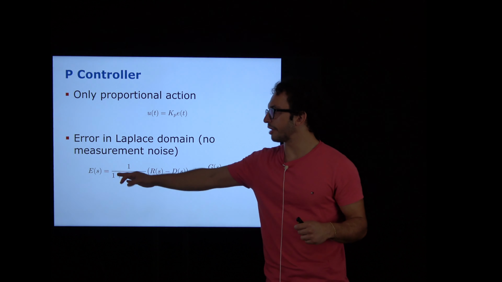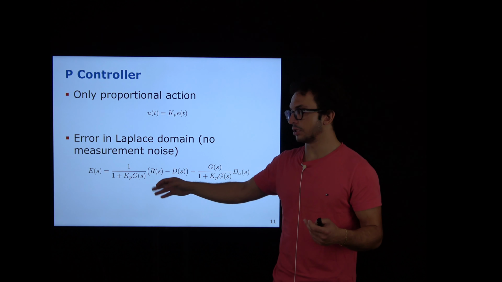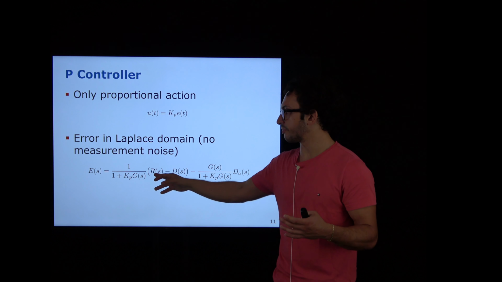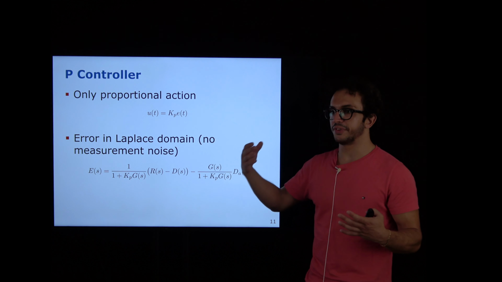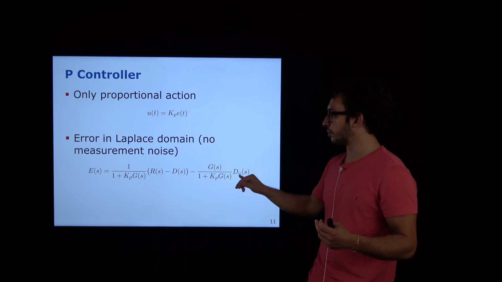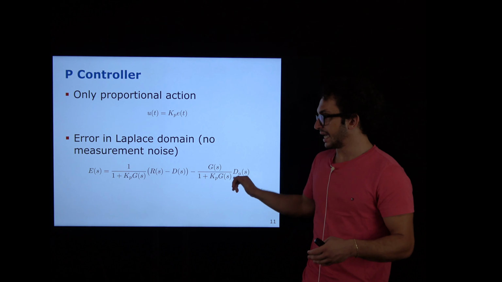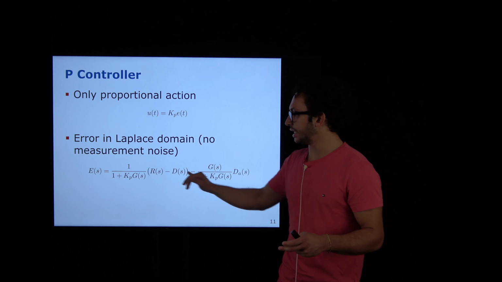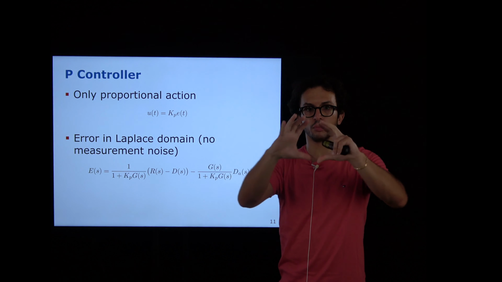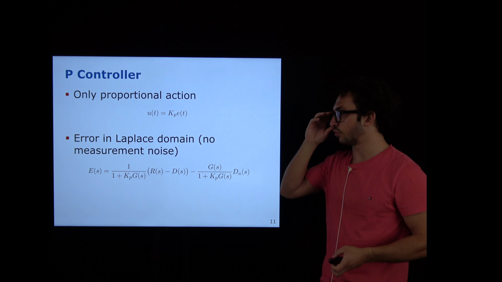So we have that the error depends on the reference, the Laplace transform of the reference, the Laplace transform of the disturbance that acts on the output, and the Laplace transform of the disturbance that acts on the actuators. And there's nothing else. So these three are signals that come from outside of the block scheme.